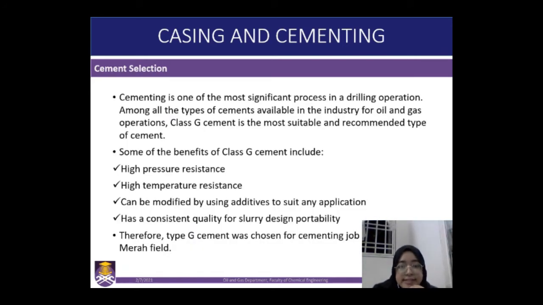For the cement selection, cementing is one of the most significant processes in a drilling operation. Among all the types of cement available in the industry, we use Class G cement because it is the most suitable and recommended type of cement. Why? Some of the benefits of Class G cement include high pressure resistance, high temperature resistance, it can be modified by using additives to suit any application, and it has consistent quality for slurry design portability. Therefore, Class G cement was chosen for the cementing job in the Amirah field.